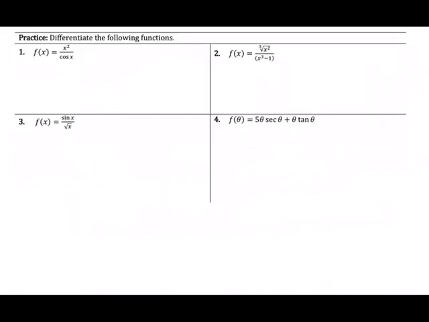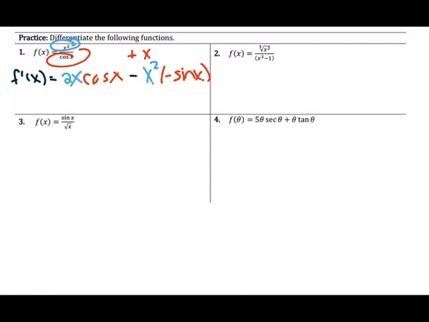Okay, looking at number 1, I can see my numerator function is x squared. My denominator function is cosine of x. So when I take the derivative, the derivative of the numerator is 2x times the denominator, cosine of x, minus the original numerator, x squared, times the derivative of the denominator, negative sine x, or you could change this to be plus x squared sine of x. And that whole thing is going to be over cosine of x quantity squared. And I'm going to leave it just like that.